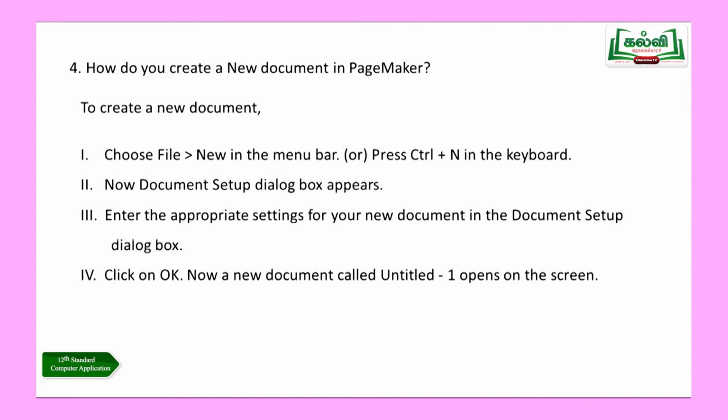Now you have to set up the document. You will get a document setup dialog box, and there you have to give the appropriate document settings. That we will discuss later. You will have the margins, the size of the paper, the color you are going to use, and the layout you are going to use. Everything you have to decide, and then if you click OK, you will get the opening screen which I showed at the beginning of the class.